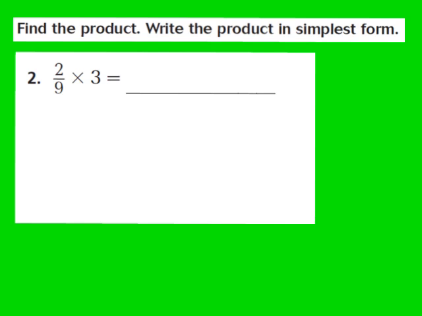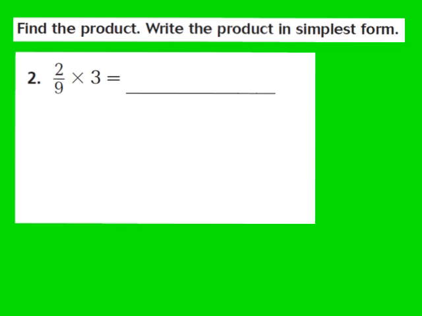Now, let's take a look at question number 2. For question 2, the directions say to find the product and to write the product in simplest form. Well, for question 2, they give us the fraction 2/9 times the whole number 3. Our first step is going to be this. We're going to focus on that whole number factor, which is a 3, and we need to rewrite that as 3 over 1. So we're going to put that whole number in fraction form.